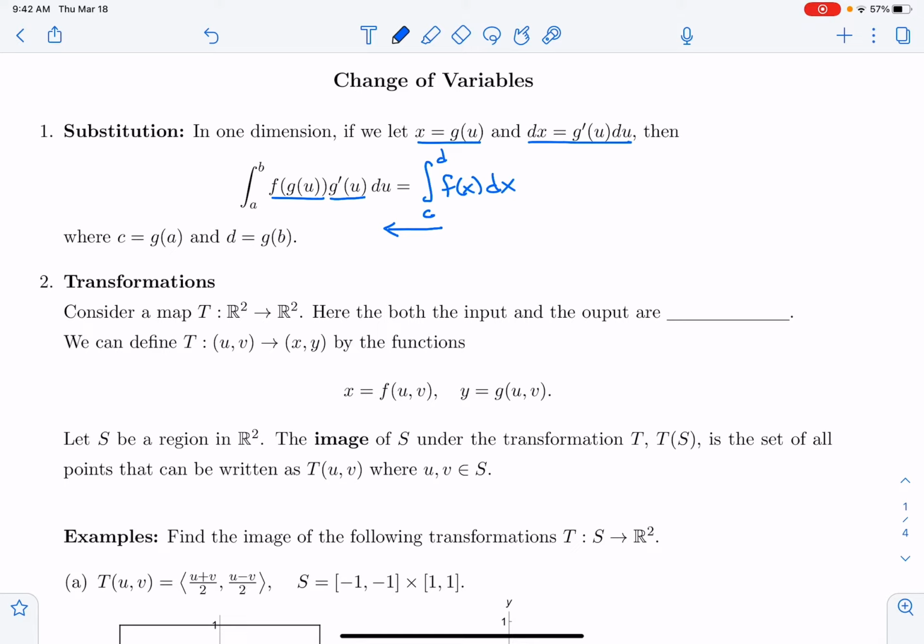We're going to call that function a map. In this case, we're going to let that map input a vector in R2 and output a vector also in R2. So the input and the outputs are both vectors. So let's define a map T, which takes in variables u and v and then outputs an x and a y. And we're going to define it by the functions x equals f of u,v and y equals g of u,v. So in essence, we're going to output a vector x, y, and that output vector is going to be given by f of u,v comma g of u,v.